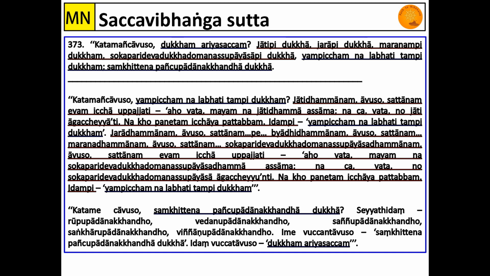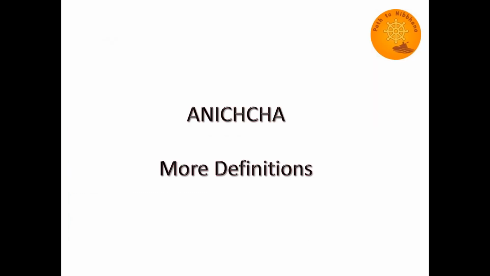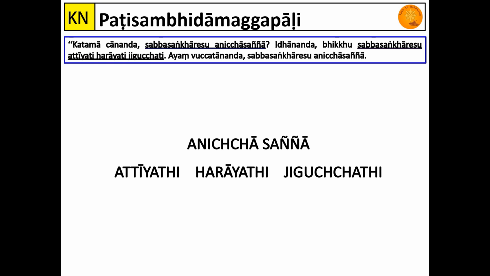Moving on to the next topic, which is more definitions to anicca. We are talking about anicca, dukkha, anatta mostly because that is what Dhamma is about, right? The more you understand anicca, dukkha, anatta, the more you walk the path. So Anguttara Nikaya 6 Girimananda Sutra, I think we looked at this before as well.